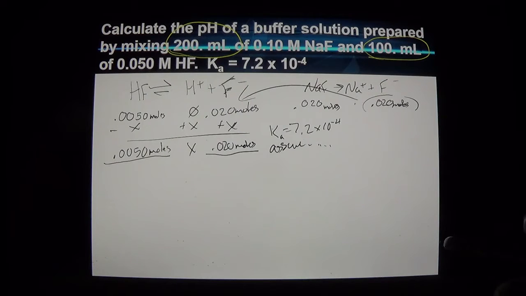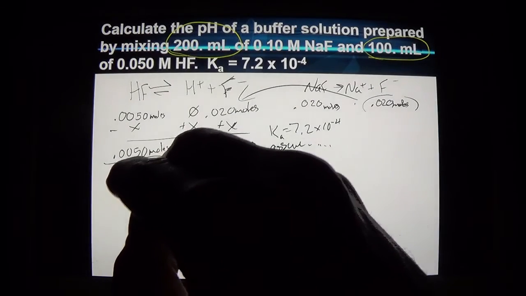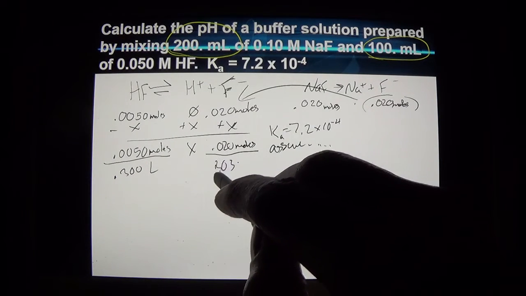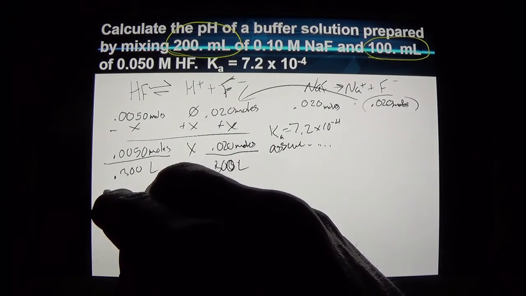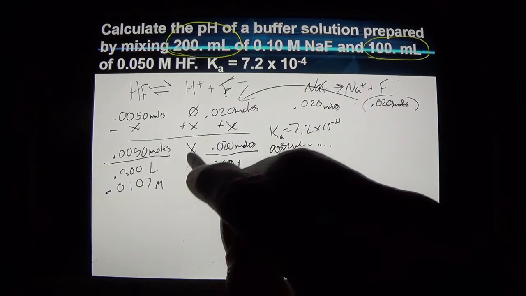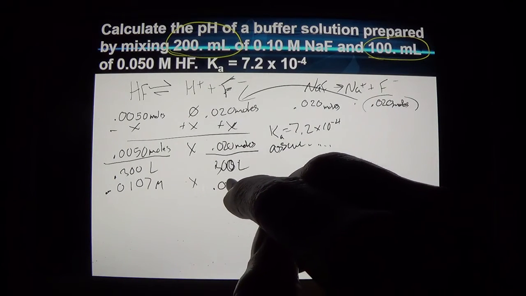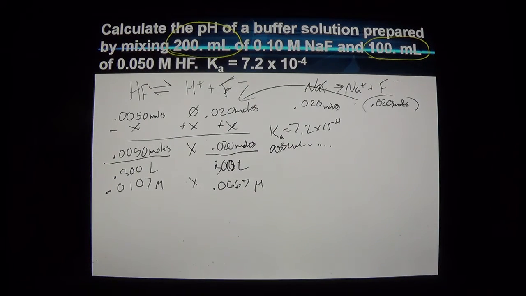Anyway, I'm going to divide by the entire volume of the mixed solution. So 200 plus 100 is 300, but I want moles per liter, so I'm going to change that to 0.300 liters. Sorry, the 3 was supposed to be first, liters. Okay, so I do that, and what I get in terms of molarity is 0.0107 molarity of that. Still have X there. And over here I have 0.0666667 molarity of that. Okay, and I'm probably keeping way more sig digs than I need, but that's all right. I'll round them off in the end.